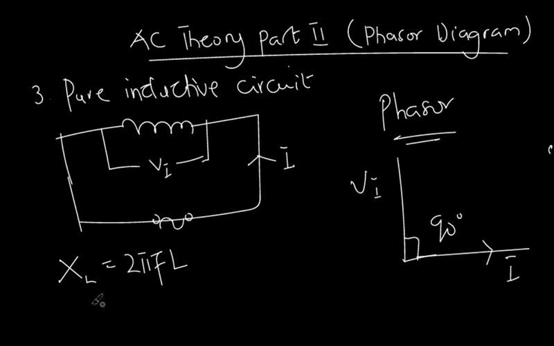So this summarizes the types of circuits that we have, and how we find their total opposition to the flow of current. In the case of an inductor, we have 2 pi FL. In the case of a capacitor, we have 1 over 2 pi FC. And in the case of a pure resistor, we have the resistance being voltage divided by current. So now let's have a look at a few examples to see how to use these formulas in solving questions.